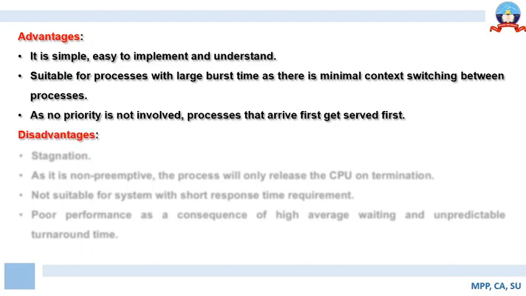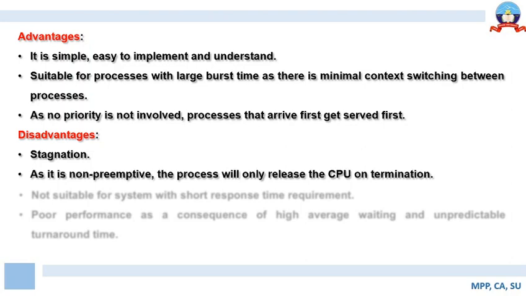Now let's go through some of the disadvantages. The first disadvantage that first come first served suffers from is stagnation. Irrespective of their priority, whosoever arrives first will be executed first. So it may lead to a situation where high priority tasks remain stagnated in the ready queue. As it is a non-preemptive algorithm, the process will only release the CPU on termination, or when it enters a waiting state because it has made a system call. So this is one of the disadvantages.